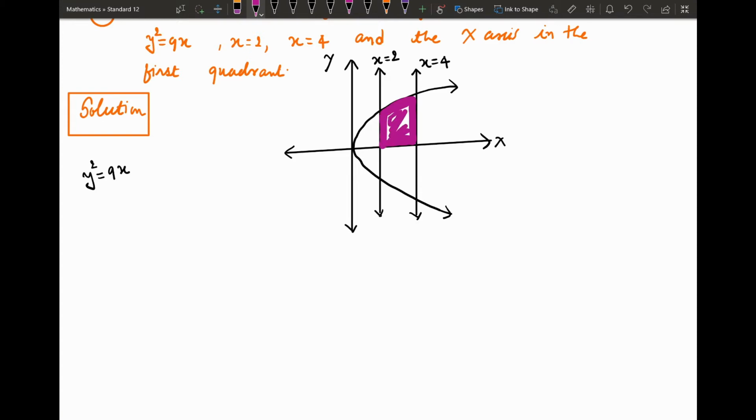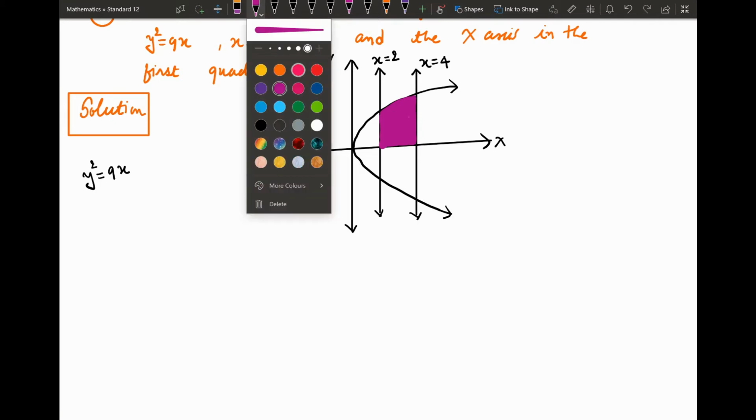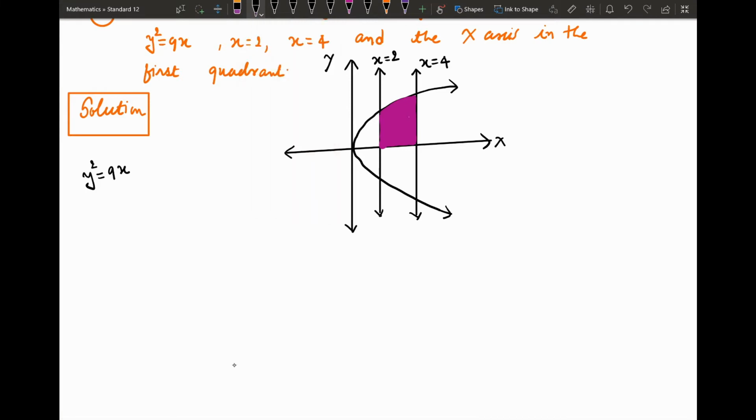You can observe this is the portion bounded by the parabola, vertical line x equal to 2, x equal to 4, and x-axis, and also lies in the first quadrant. So this is the portion. This is the parabola. This is line x equal to 2, x equal to 4, and x-axis.